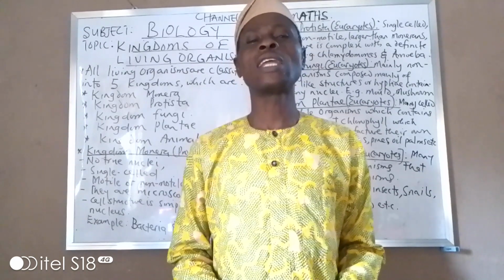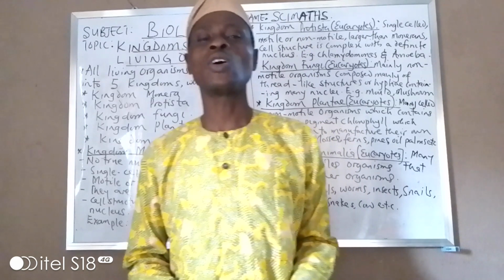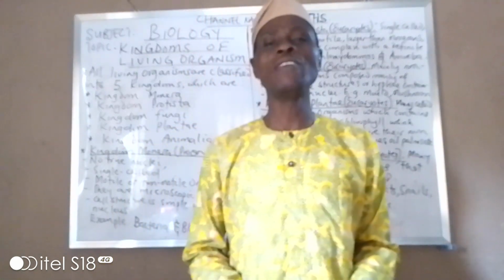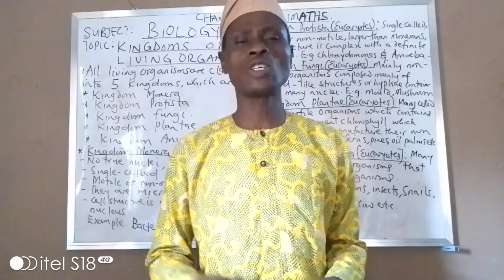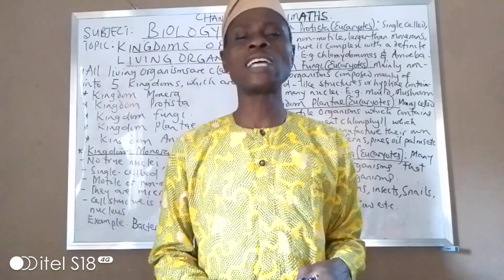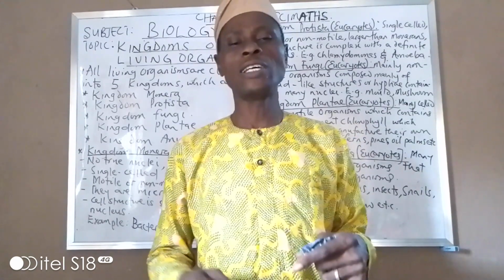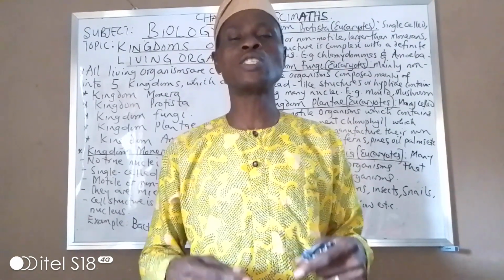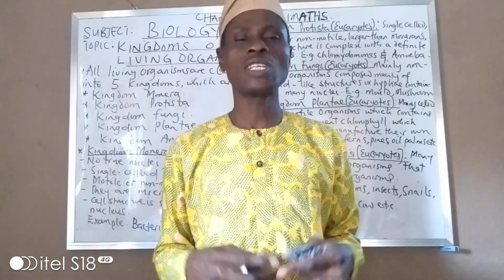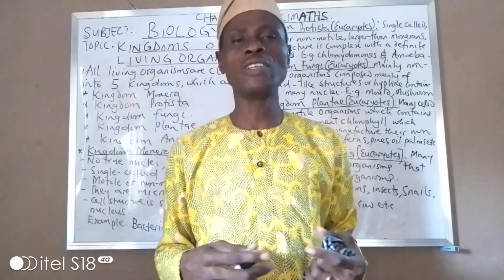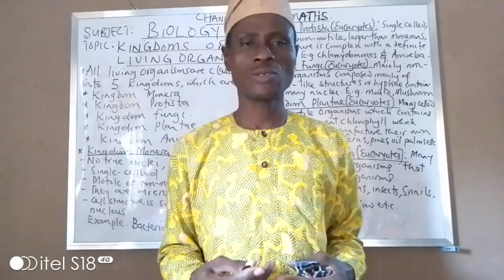We are going to be looking at the subject biology, and the topic before us is on the kingdoms of living organisms. The last time we talked about classification, we said that the largest unit in the hierarchy is called the kingdom, and the smallest unit is called the species. So we are going to be looking at the different kingdoms we have in living things. And we have about 5 kingdoms.